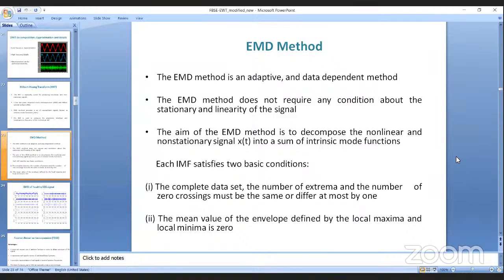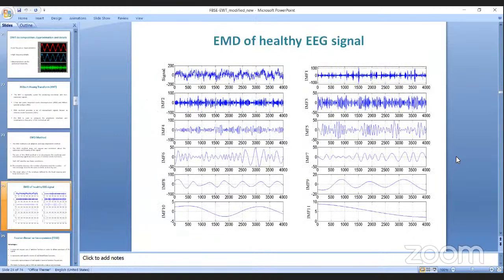And the second condition says the mean value of the envelope, which is defined by the local maxima and local minima, is 0. So it ensures that whatever IMFs you have obtained are symmetric in nature. So these IMFs that you determine by applying this EMD method are symmetric in nature. They are like sine cosine functions. So in the literature, they have considered amplitude and frequency modulated sinusoidal signal kind of patterns. And this is one example.